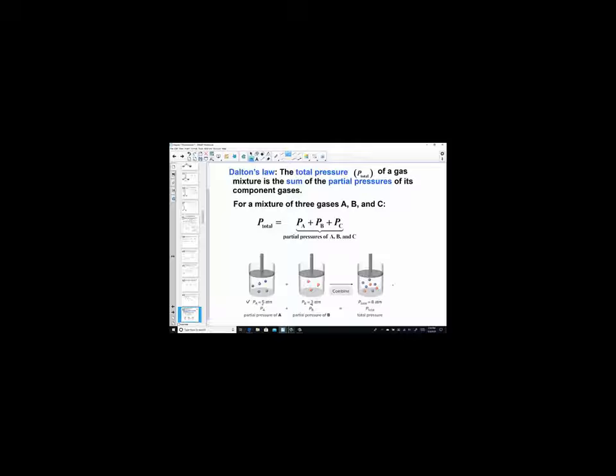What if I put them together in the same container, same size, same temperature?